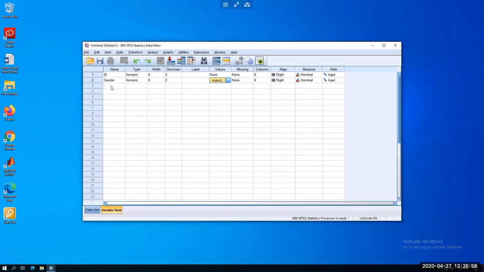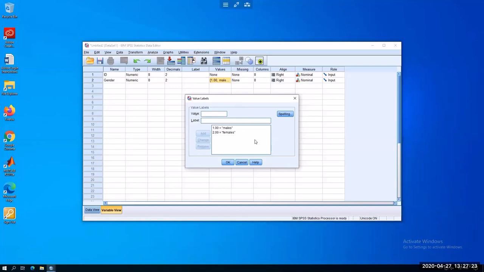One second, what value is one and what is the label? One is males, two is females. One is males. Then add. Yes. And I have to select, is it the gender row or the ID row? What? Okay, yeah, thank you.